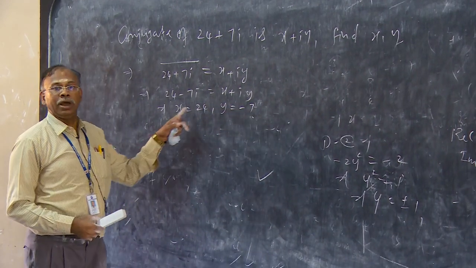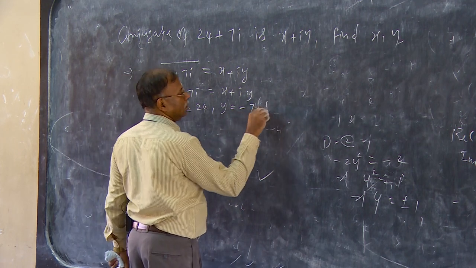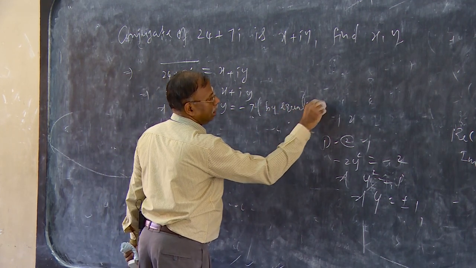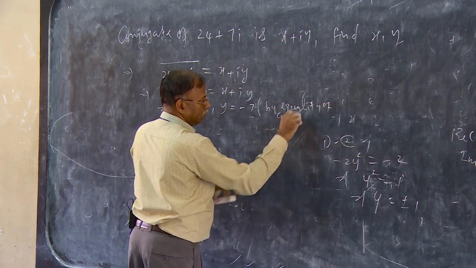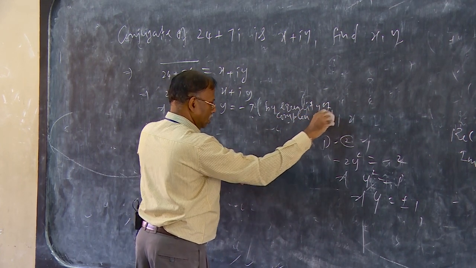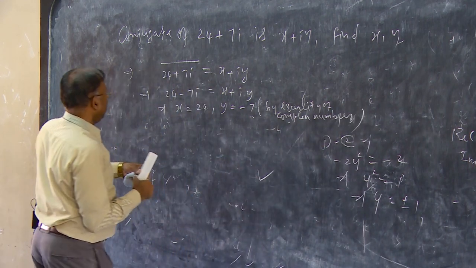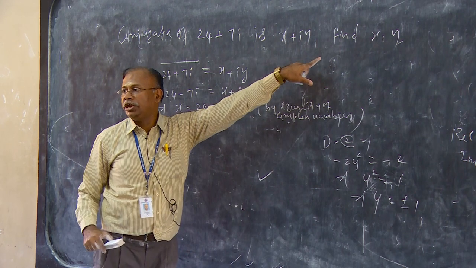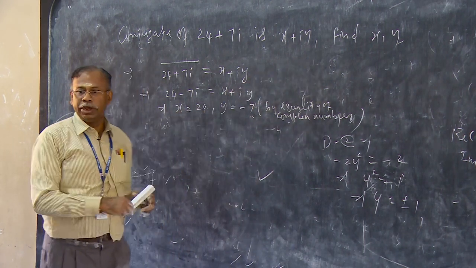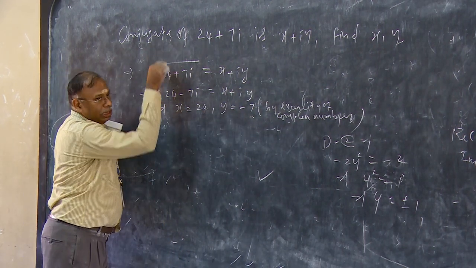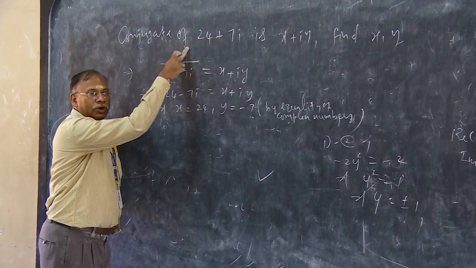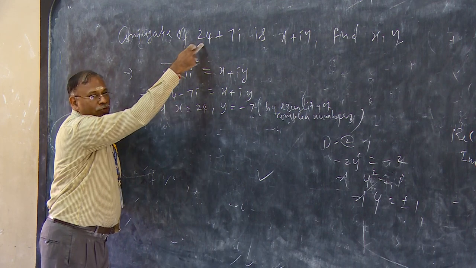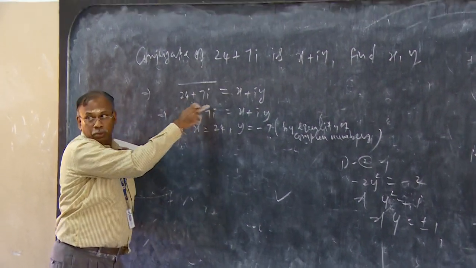I am supposed to compare the real and imaginary parts, by equality of complex numbers. I repeat, the conjugate of 24 plus 7i is given as x plus iy. I need to find the unknown quantities x and y. Mathematically, this is written in terms of wording, and I'm supposed to replace it in mathematics. The conjugate of 24 plus 7i is written as 24 plus 7i bar.